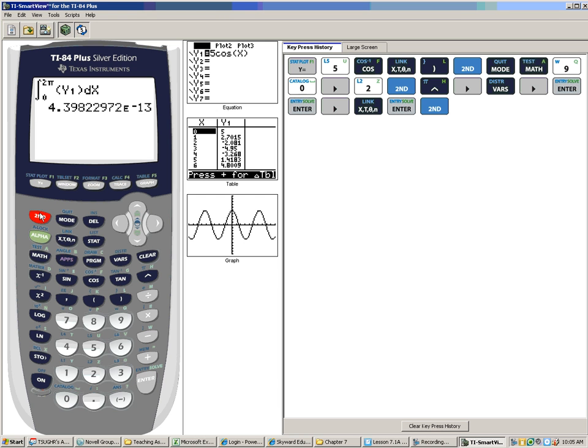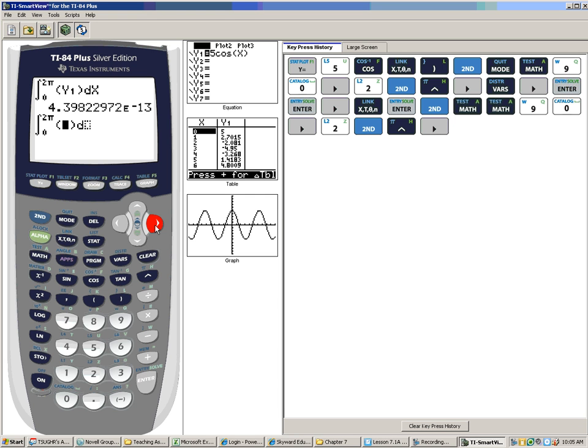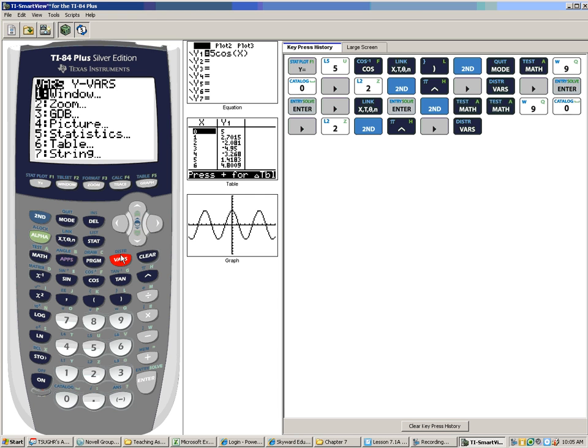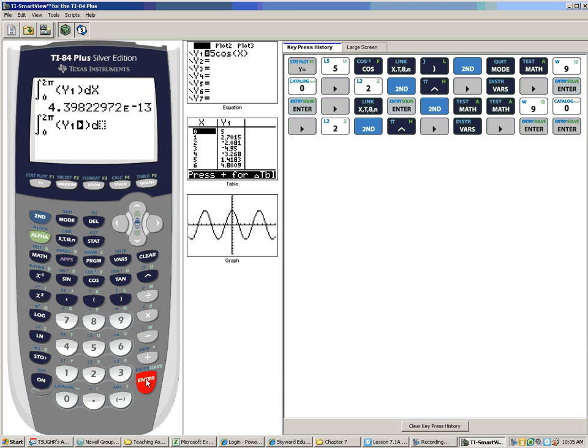Math 9 for fnInt. And we could just call it back up and put absolute value bars around it. We're going to go from 0 to 2 pi. Okay? We're going to call it the y1 function. Vars, Y-vars, function, y1. And then we do have to put the dx in here when it's in this form. So you've got to put an x.